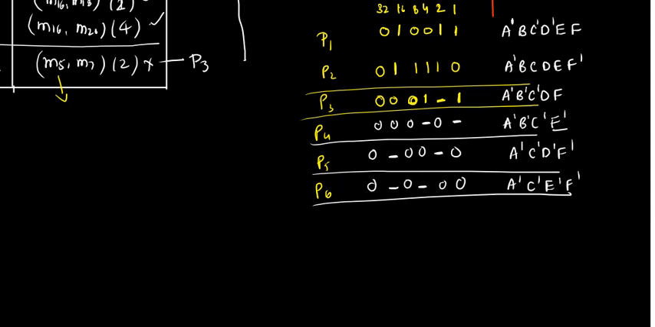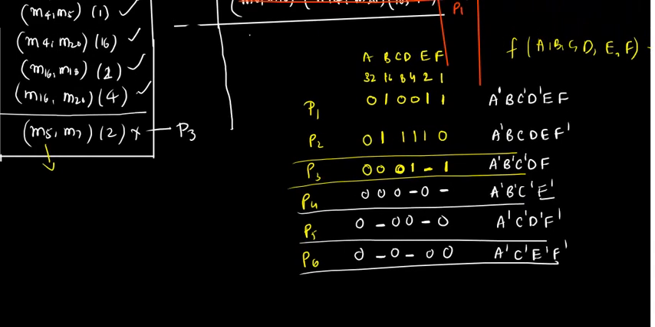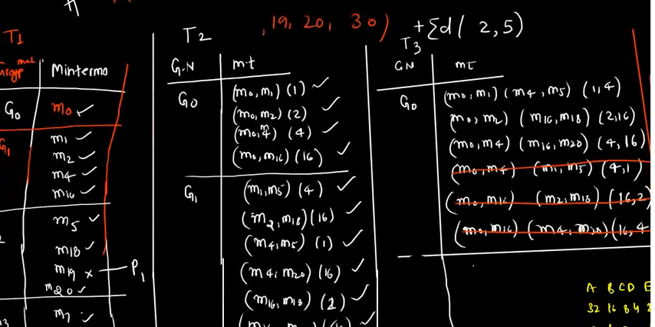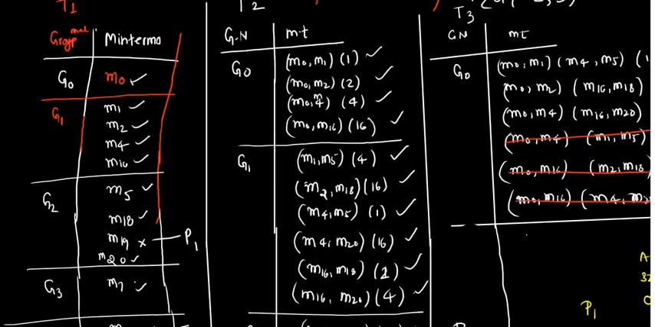So now you have solved this function of 6 variables using k-map, including don't care, right? So try to solve these questions from the internet and let me know if you have any doubt.